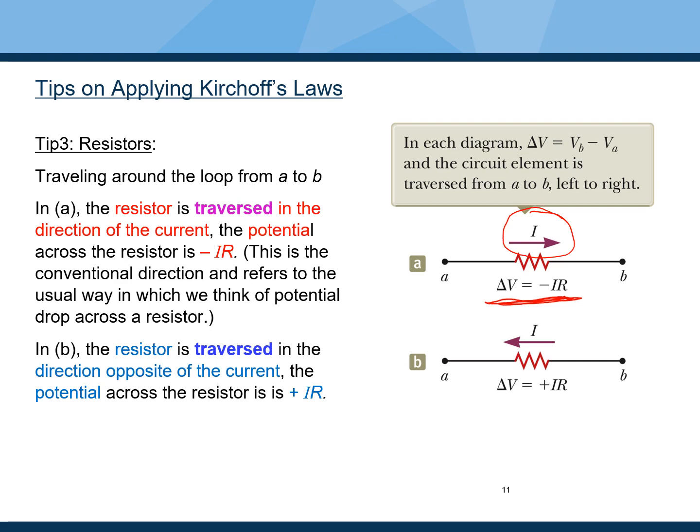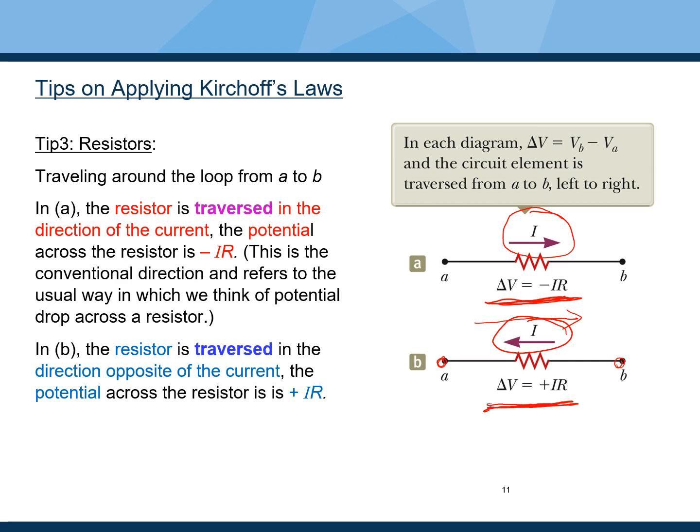However, focus now on figure number B. It says that we're traversing this resistor still from the point A to the point B, but in doing so, we're traversing it in a direction that is opposite to the direction of current flow. The current in this case is flowing from right to left. And so we therefore say that this resistor, when traversed in the direction that is opposite to the direction of current flow, will actually give us a voltage rise given by I times R. So this resistor shown in figure B gives us a voltage rise simply because we're traversing it in the direction that is opposite to the direction that we've shown for the current flow.